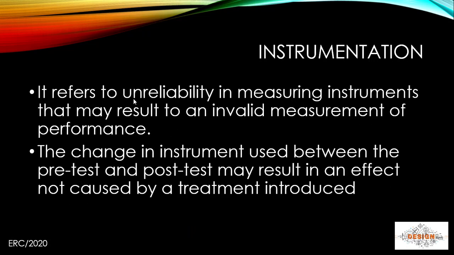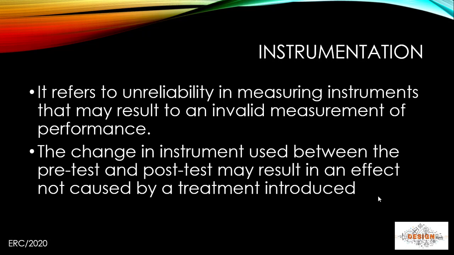So moving on to instrumentation, it refers to unreliability in measuring instruments that may result in an invalid measurement of performance. Okay, a change in the instrument used before or between the pretest and post-test may result in an effect not caused by the treatment introduced. When a research instrument such as a questionnaire, or a measuring device like a weighing scale or thermometer, is changed during the study period or between the pretest and the post-test, the change could result in an effect that is independent of the intervention and yet may be attributed to it.